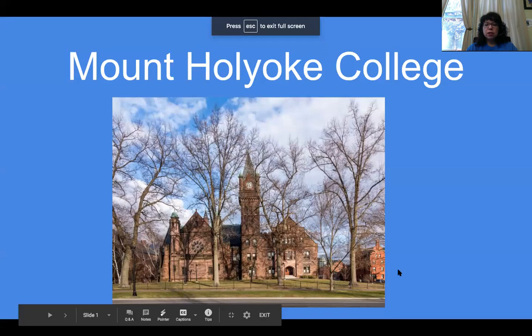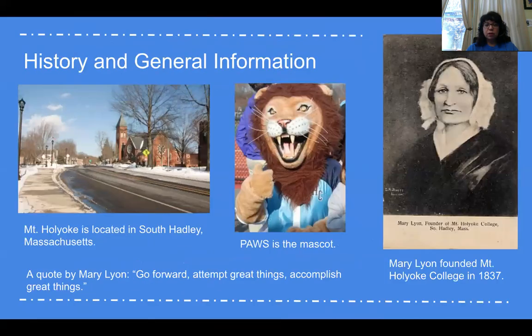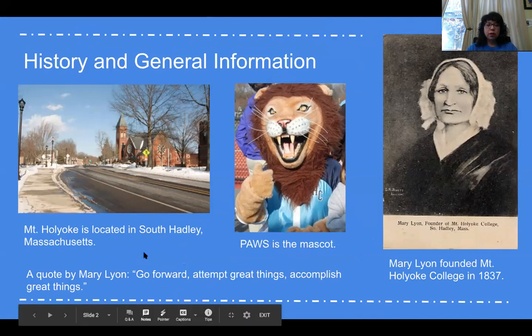So there's the university name, there's the picture. You'll notice the background is blue and all the words I made white, because blue and white are the colors of the university. So as I click on the space bar, you'll see that more pictures pop up. Mount Holyoke is located in South Hadley, Massachusetts, so that's a picture of the town. Paws is the mascot, Mary Lyon is the founder, and here's a quote by Mary Lyon.